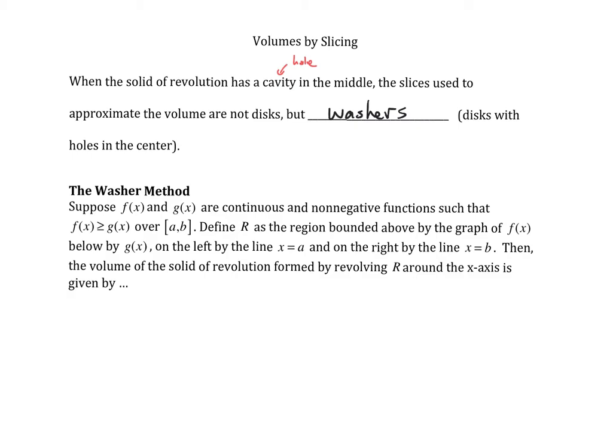So if you think about it, you can have two concentric circles. This is what a washer looks like. Okay, so let's take a look at the washer method. And this time, instead of having just one function, we're going to have two functions, f of x and g of x. Both of these need to be continuous, non-negative functions. And we need that f of x is greater than or equal to g of x over some interval from a to b.